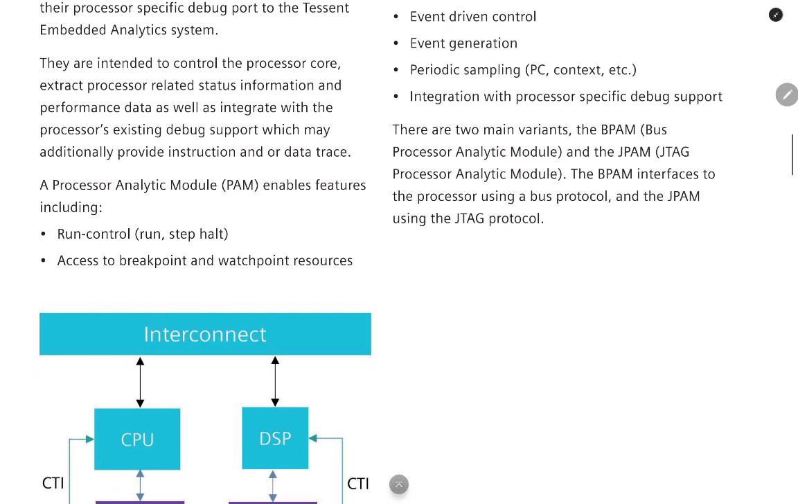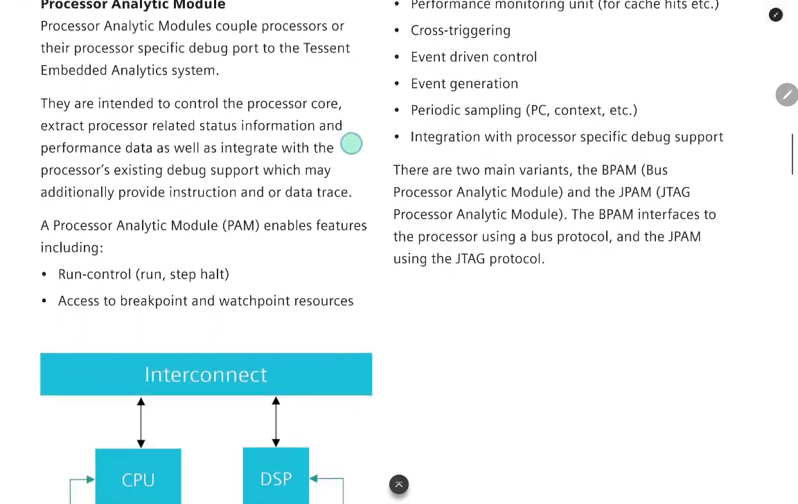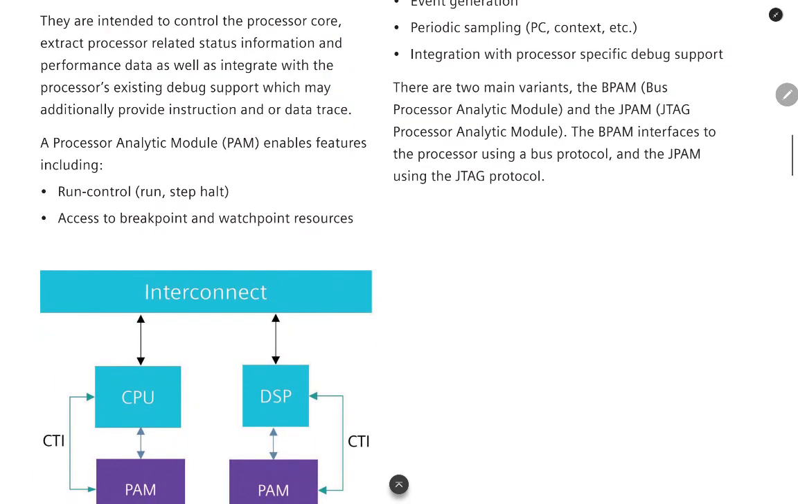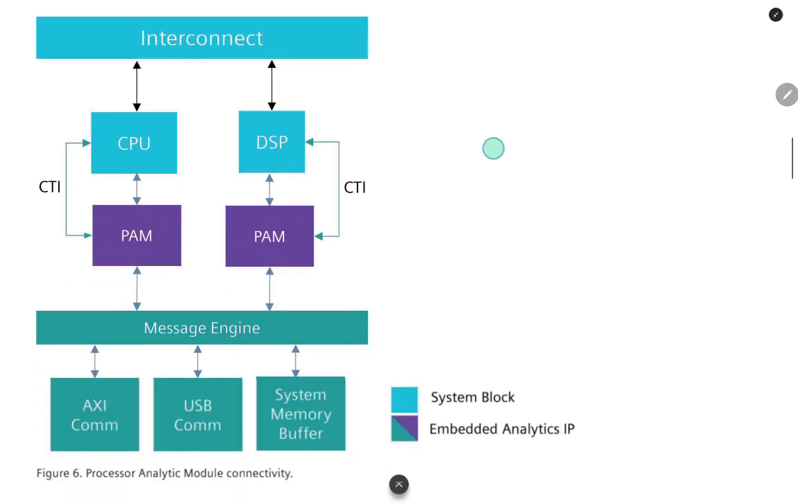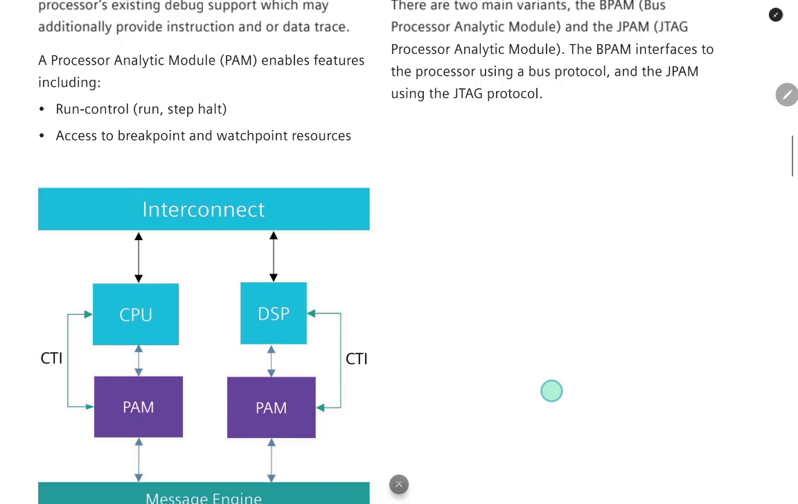trace. A processor analytic module, PAM, enables features including run control: run, step, halt, and access to the breakpoint and watchpoint resources. Figure 6 is the processor analytic module connectivity.